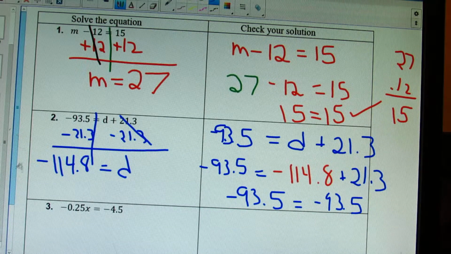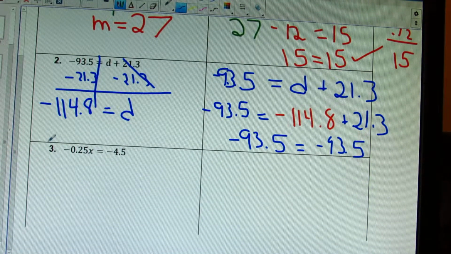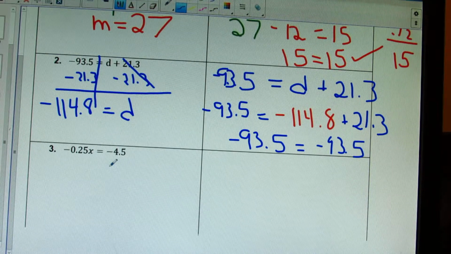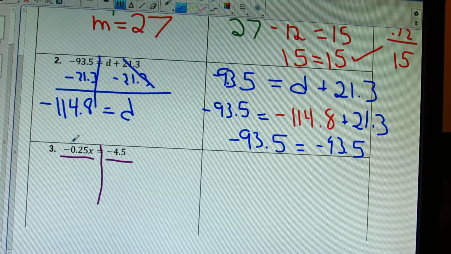And the last one. On this page, I don't see a sign here. What operation's happening in number 3? Adding? Subtracting? Multiplying? Dividing? Which one do you think? A number next to a variable means multiplying. So in order to get rid of a multiplying problem, I'm going to need to divide. Again, be very careful what you're dividing by.